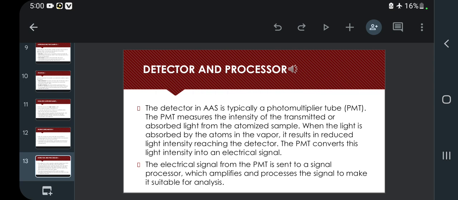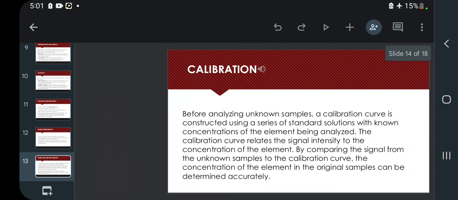Detector and processor. The last one, we have a screen and detector, on which all the results will be shown. The detector in AAS is typically a photomultiplier tube, PMT. The PMT measures the intensity of the transmitted or absorbed light from the atomized sample. When the light is absorbed by the atoms in the vapor, it results in reduced light intensity reaching the detector. The PMT converts this light intensity into an electrical signal.